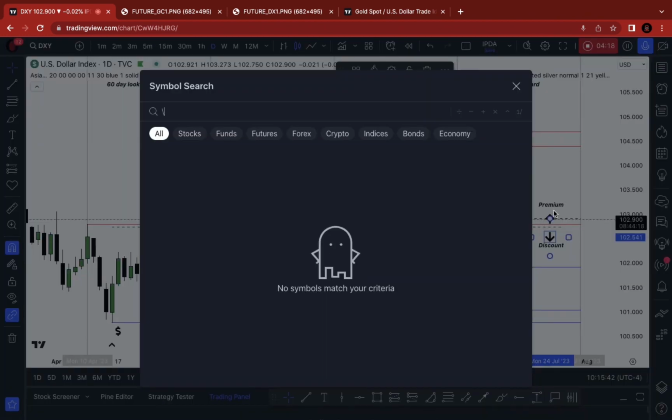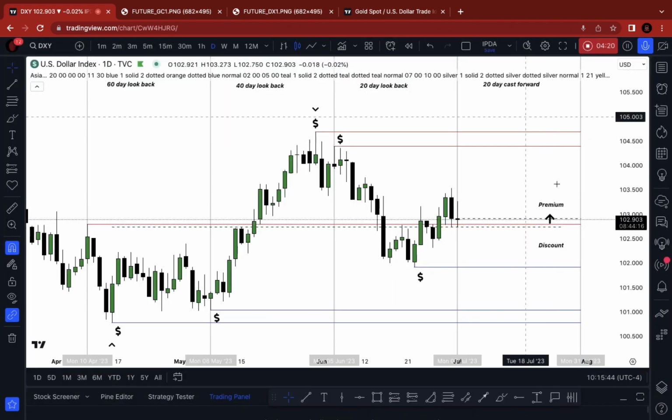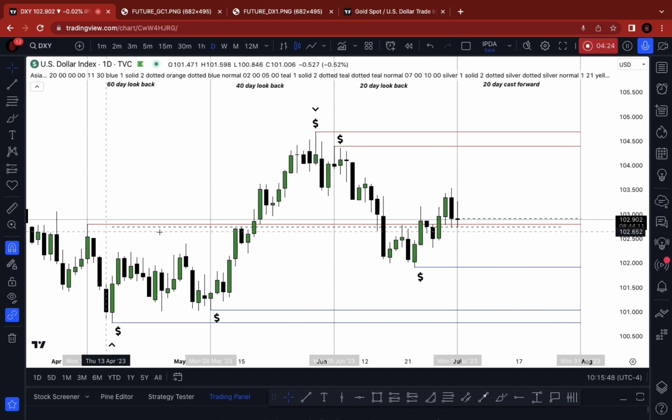We'll move this out the way. This and this. So this line here that you just saw with the premium and discount, that's just me taking a fib tool, measuring this low to this high. So this swing low to this swing high, that's the range that dollar is currently trading in.